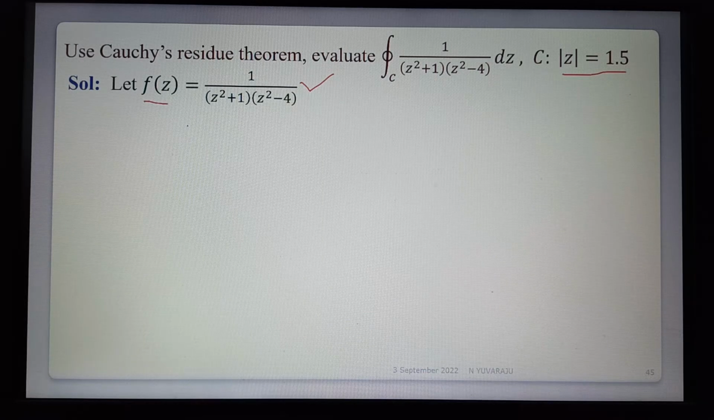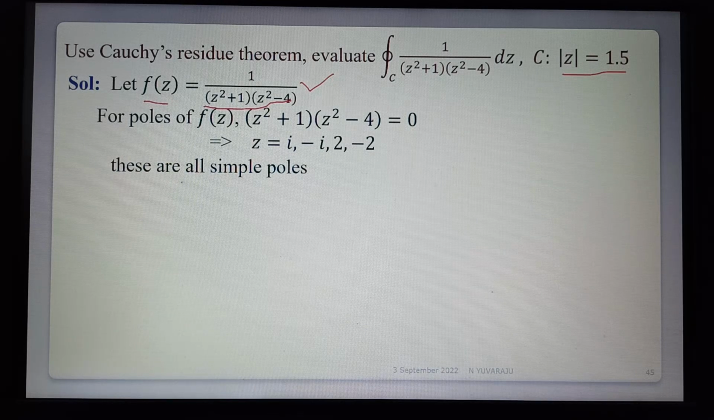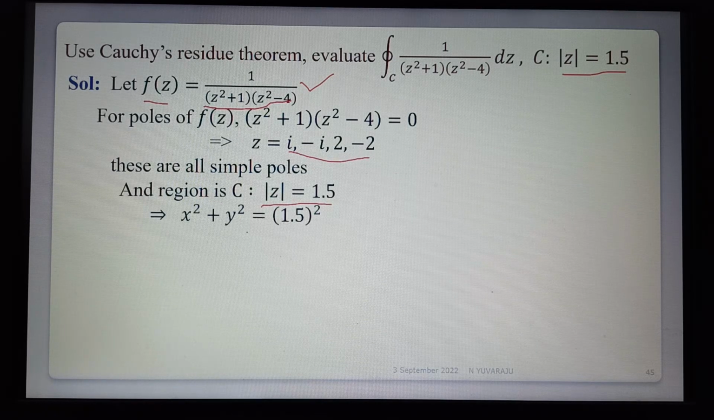Now finding the poles of the given function, equating the denominator to 0. So (z square plus 1) into (z square minus 4) is equal to 0. So z is equal to plus or minus I, z is equal to plus or minus 2. That is I, minus I, 2, minus 2. So these are all simple poles, all 4 points are distinct and not repeated. So all are simple poles. The given region mod z is equal to 1.5, that is x square plus y square is equal to 1.5 whole square. The radius is 1.5. Now verifying whether all points are inside or outside.